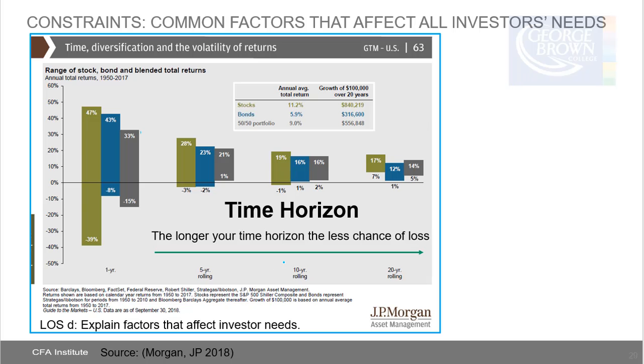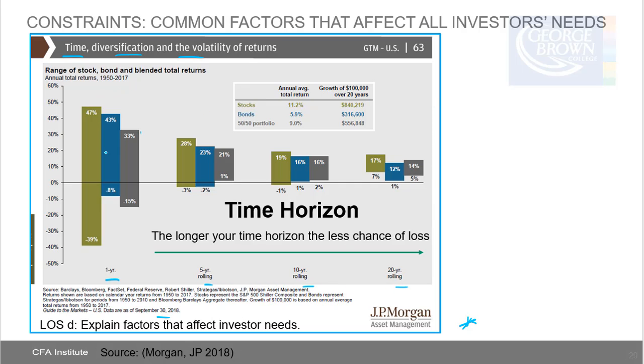So this is my own slide. And again, because we're looking at time, this was from the JP Morgan Guide to the Markets as at September 30th, 2018. We've looked at this before. We're talking about time, diversification, and the volatility of returns. So down here we have 1 year, and then we have 5-year rolling, 10-year rolling, and 20-year rolling averages.